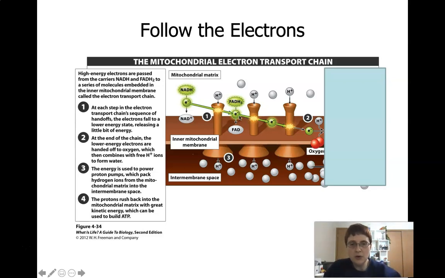Now they're made out of proteins. So just like we saw when we looked at the different protein molecules, they have a bunch of different jobs. One of those jobs is transport. This is one of those transport jobs, to move stuff across membranes.